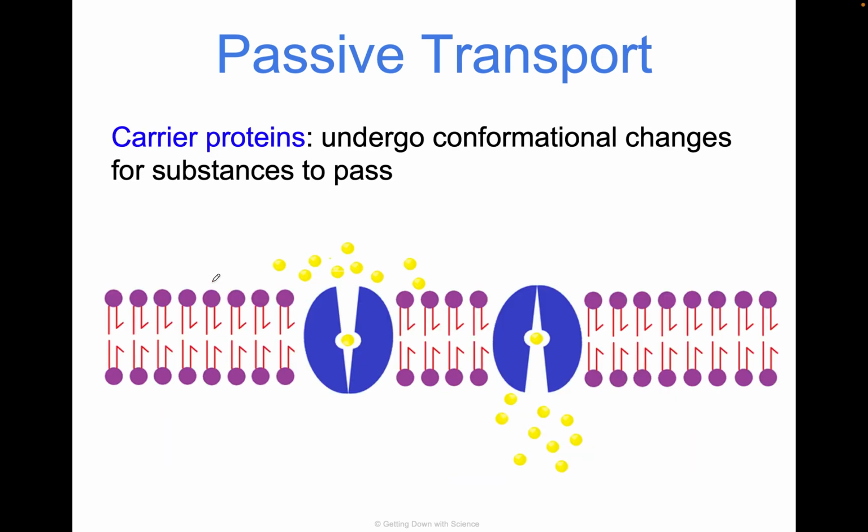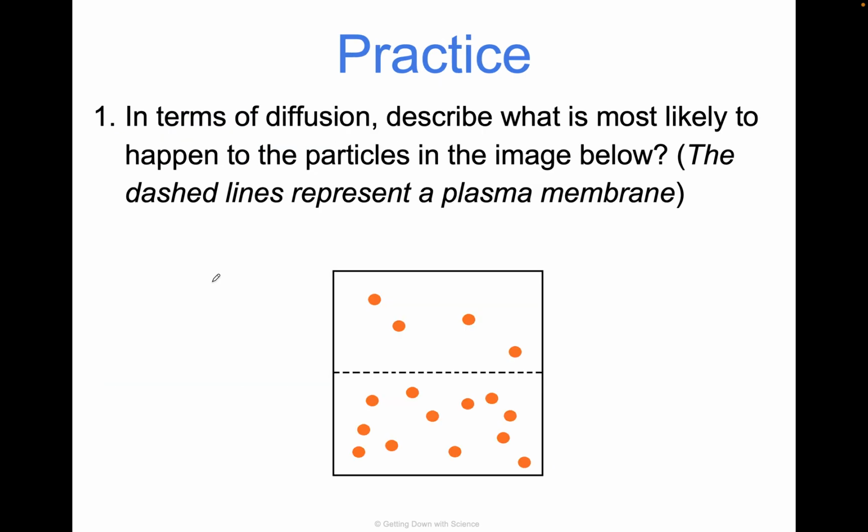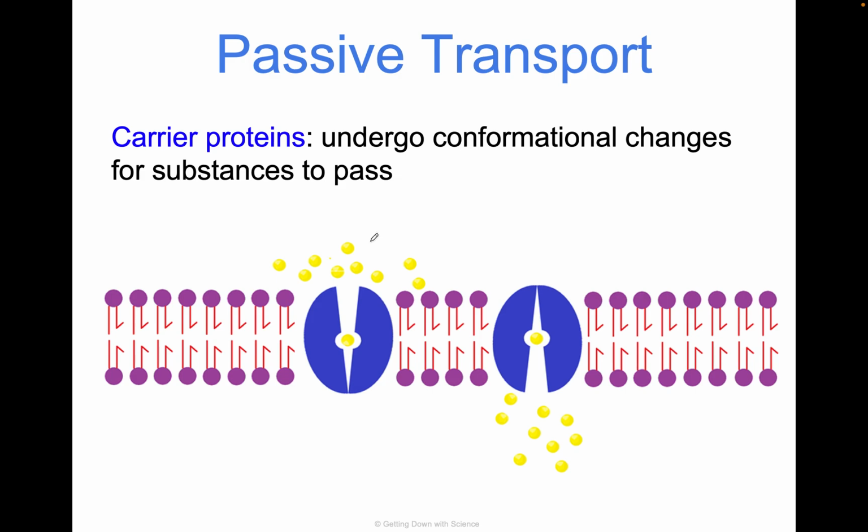All right, carrier proteins. Carrier proteins are similar to integral channel proteins, except they change shape to allow things to pass, right? So you can see here when there's a substance on the outside of the cell that needs to go in, one of the molecules will come and interact with this carrier protein, and the carrier protein will change shape, thus shoving these inside, right?